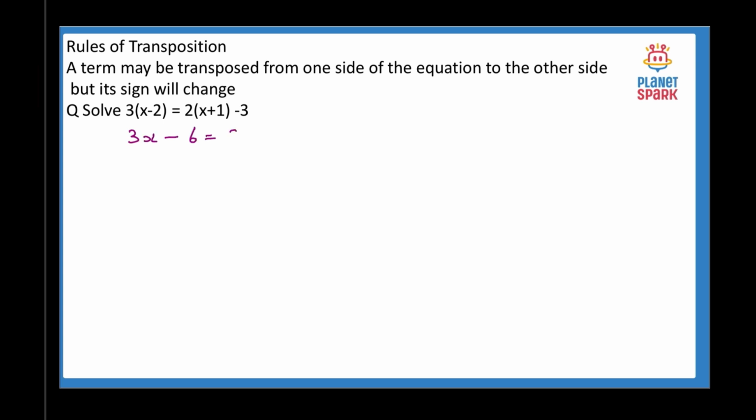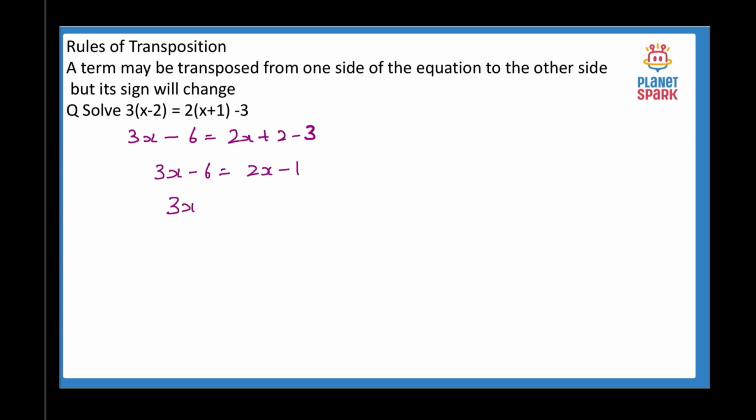3 into x is 3x, 3 into minus 2 is minus 6. Similarly on RHS, 2 would be multiplied by x and 2 would be multiplied by 1. So that will become 2x plus 2 minus 3. Now 3x minus 6 is equal to 2x, 2 minus 3 is minus 1.